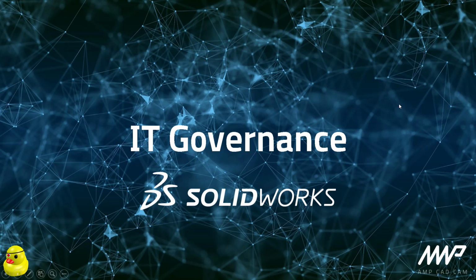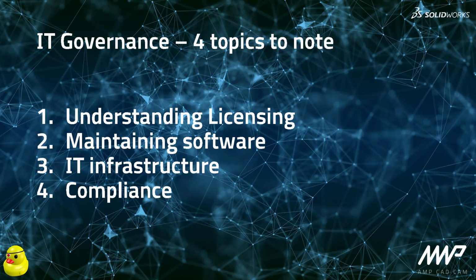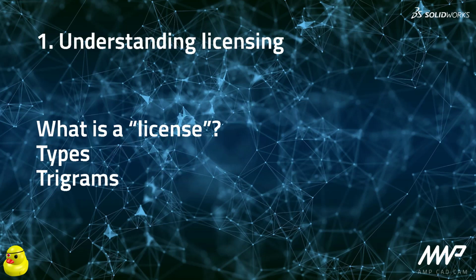Let's take a few minutes to talk about IT governance. When we say governance, we mean doing the right things and doing things right in terms of efficiency, effectiveness, and compliance of IT infrastructure. We're going to touch on four main topics today. Firstly, some pointers on licensing and licensing terminology, then the importance of maintaining software, a reminder about IT infrastructure and things to do or look out for, and lastly, some words on software compliance.